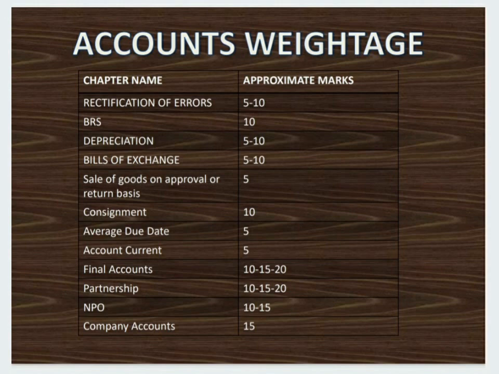Final accounts, which is important, carries 10 to 20 marks weightage. Partnership, which is yet another important topic, carries 10 to 20 marks weightage. NPO carries 10 to 15 marks weightage. And last but not the least, company account carries a total of approximate 15 marks weightage in your accounts paper.